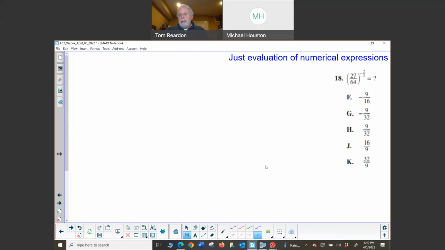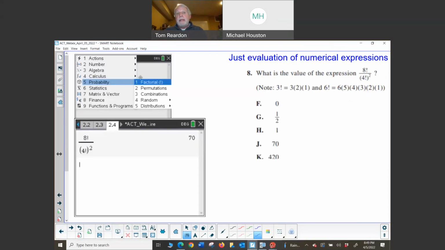Here's another one that surprises me that they can do. I love this problem. It talks about a negative exponent meaning the reciprocal and using fractional or rational exponents meaning roots and so on. And I would love them to be able to do this by hand. Somebody asked where the factorial is on the Nspire. Under probability, factorial is number 1. Glad I was able to catch the chat as we were doing that.